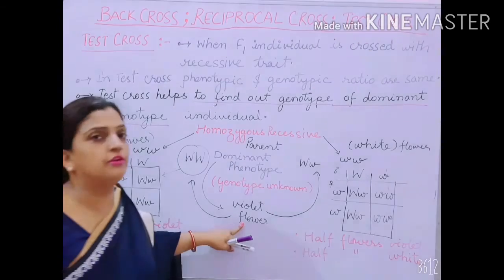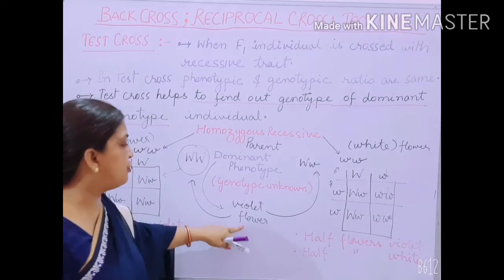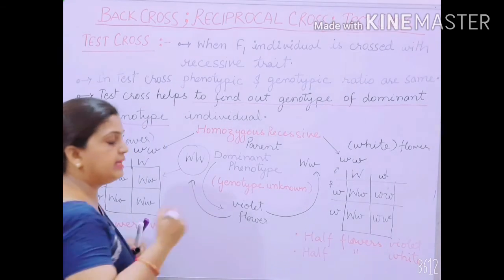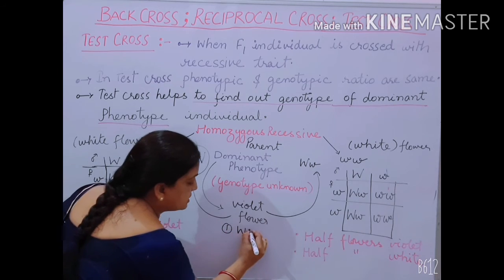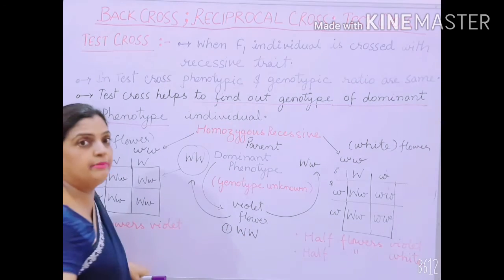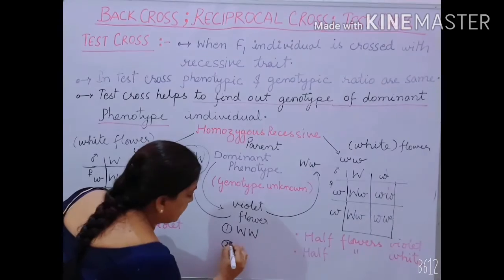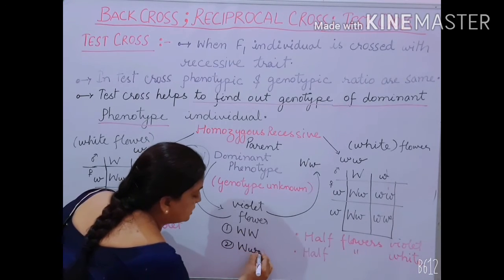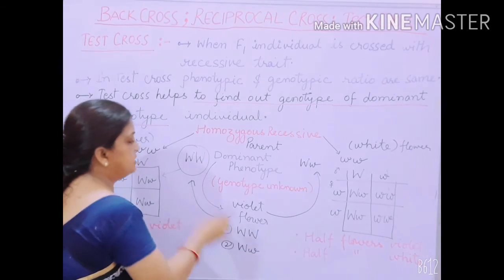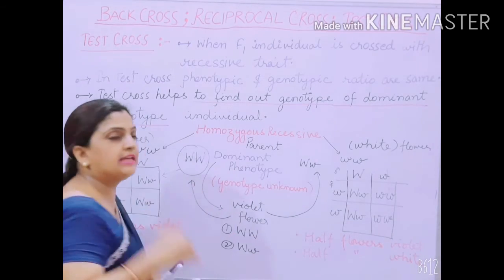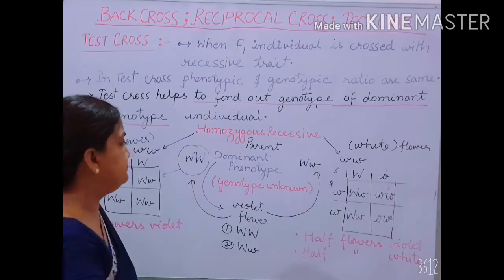So it is very simple when I am talking about the height. I can take a genotype for a violet flower too. For a violet flower also there can be two possibilities of genotype. One can be capital W and capital W, which will also be violet, and the other can be capital W and small w, which can also be violet. So only these two possibilities have been taken here to explain the test cross.